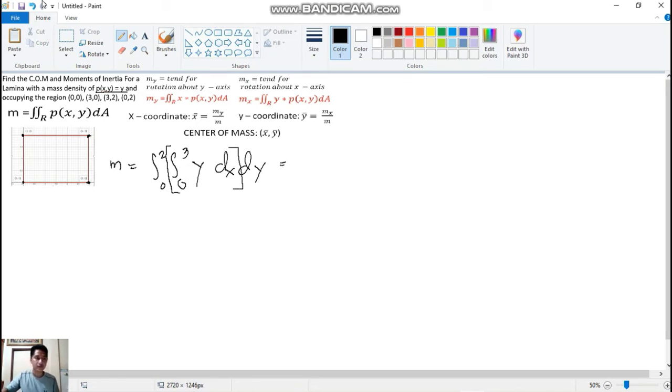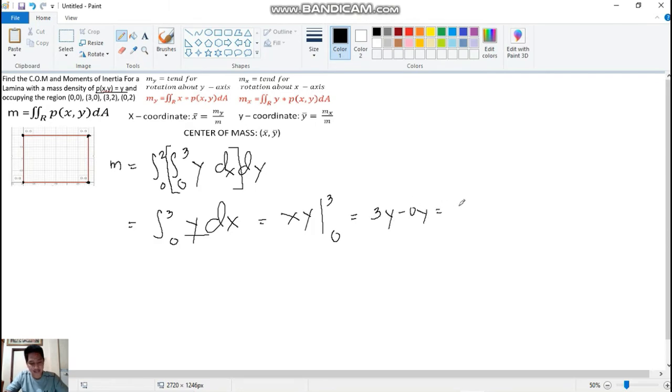That is equal to the integral of y dx, with x from 0 to 3. We need to get the antiderivative of y in terms of x, and that is equal to x y. Next, we substitute the different values of x, which are 3 and 0. So that becomes 3y minus 0y, or simply 3y. After that, we substitute 3y into our equation, which is the integral of 3y dy, with y from 0 to 2.